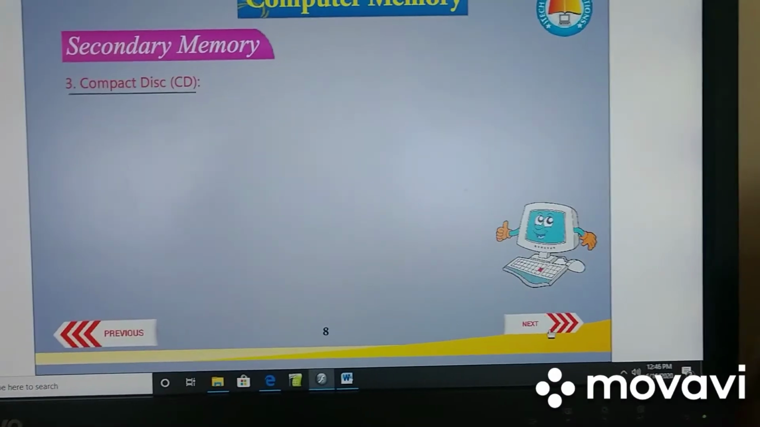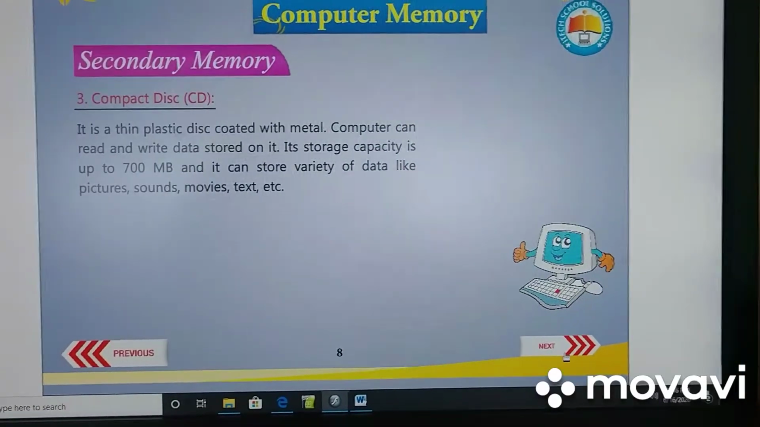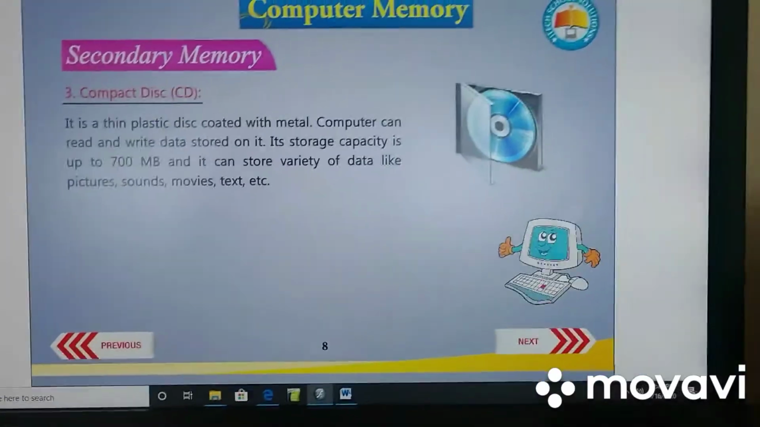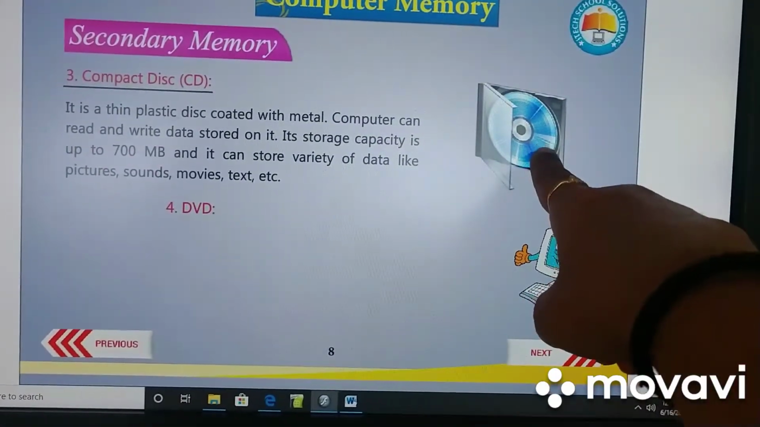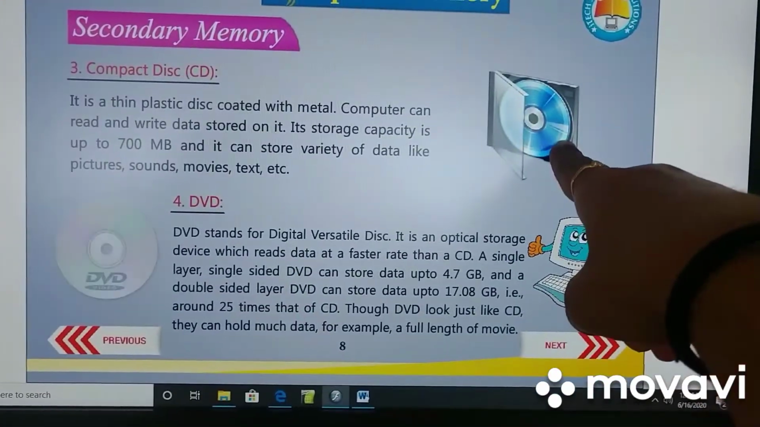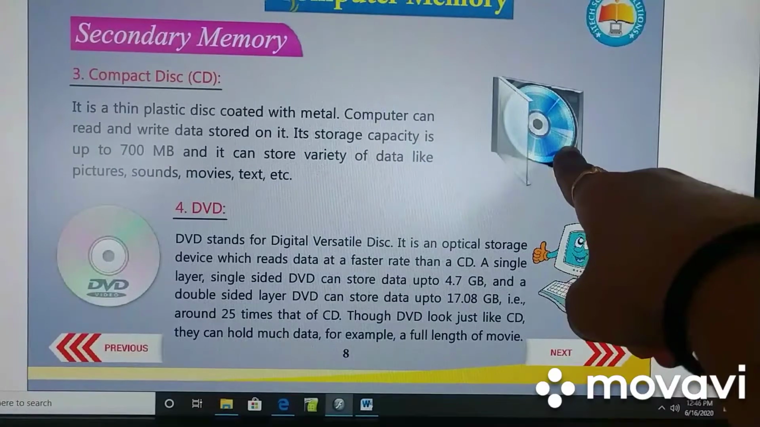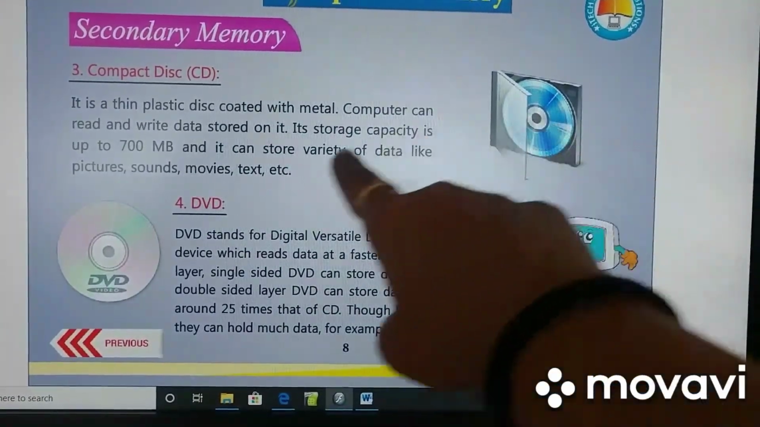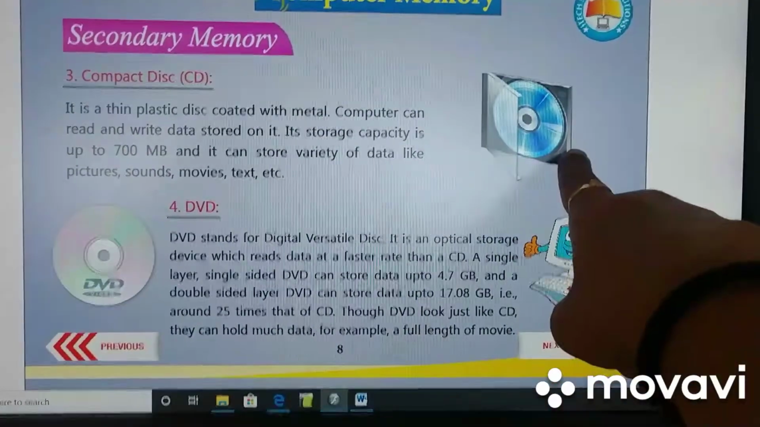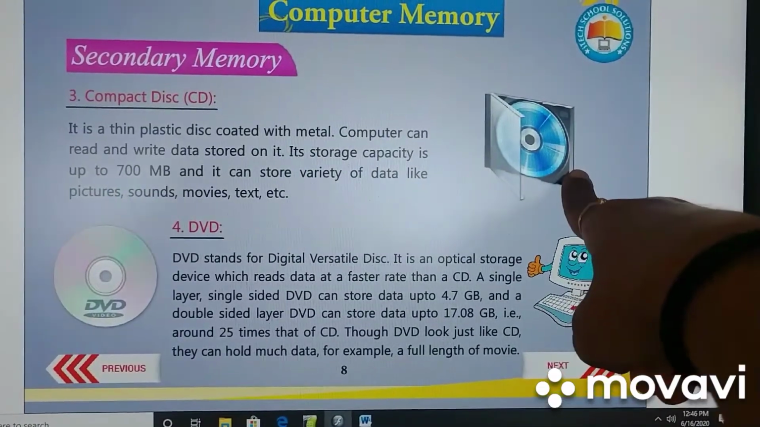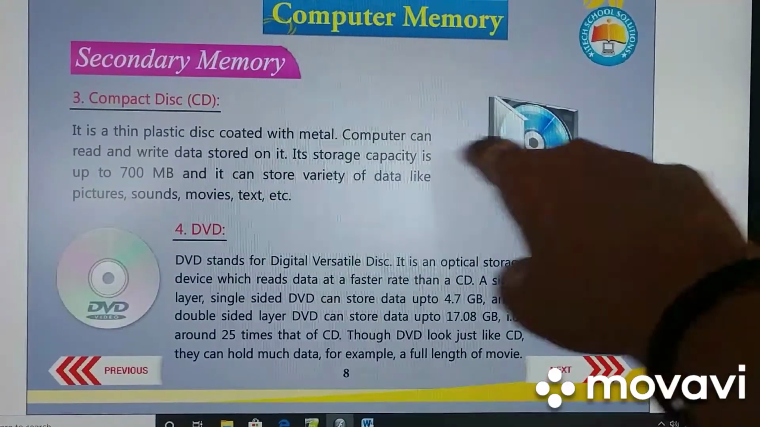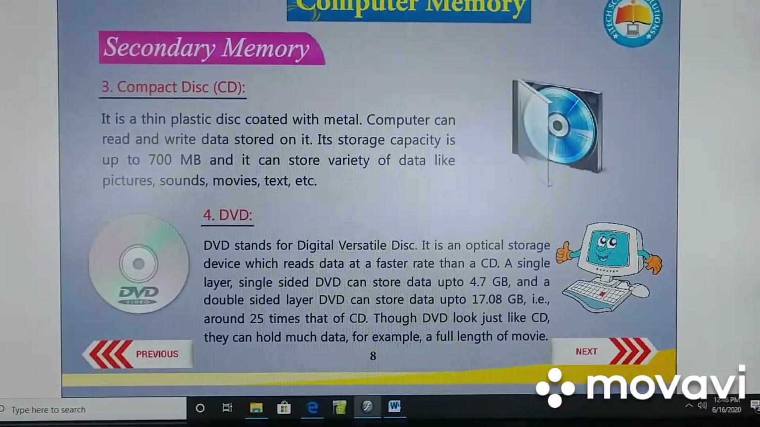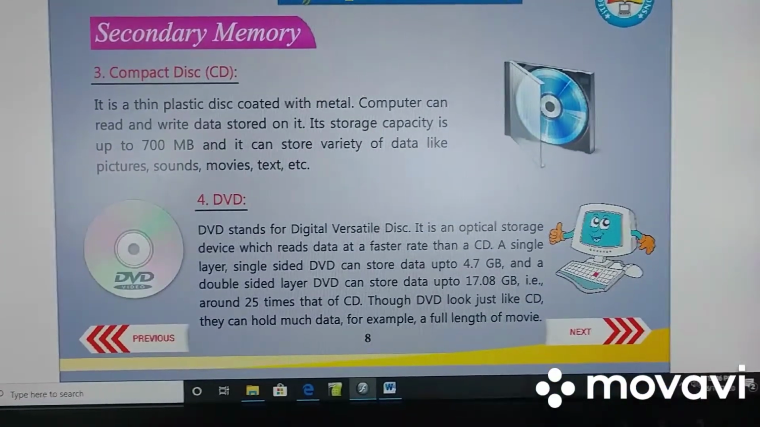Now let's go to compact disk. That is nothing but CD. CD is a thin plastic disk coated with metal. Computer can read and write data stored on it. Its storage capacity is 700 MB. We can store 700 MB of data on a CD. We can use it for storing pictures, sound, music, everything.